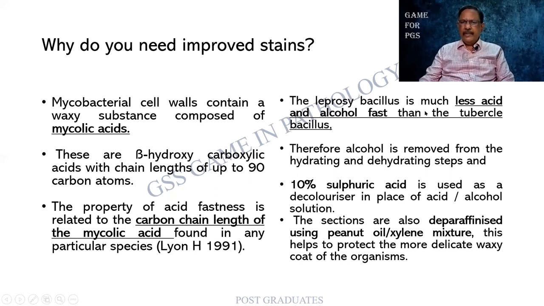The leprosy bacillus then is less acid and alcohol fast than the tubercle bacilli. What do you mean by the word fast? It can retain the staining that we are doing. Tubercle bacillus retains it well, whereas leprobacillus does not do so. That is why it is mentioned as less acid and alcohol fast.